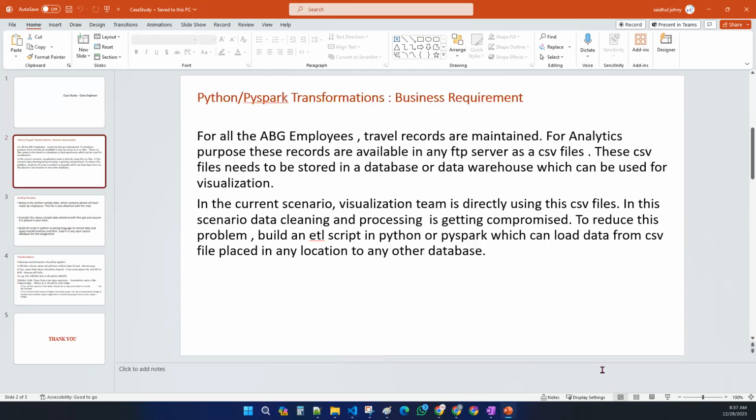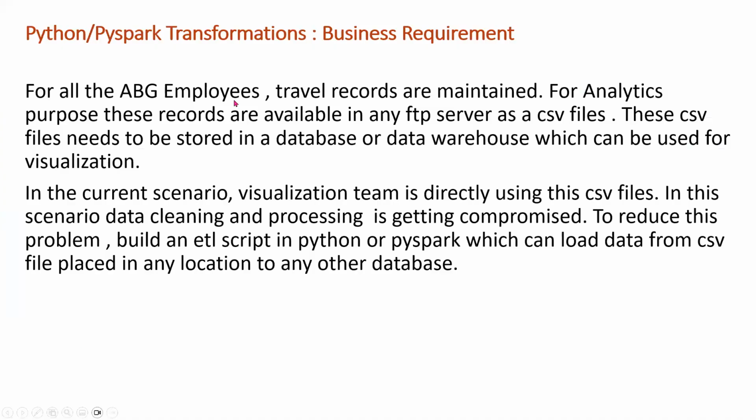So the requirement is that one of the companies wanted to store their travel records in CSV files on some FTP server. These files need to be stored in a database or a data warehouse, which is used for visualization. In the current scenario, the visualization team is directly taking the CSV files, so data cleansing and data processing is getting compromised. To reduce this problem, build an ETL script in Python or PySpark, which can load the data from the CSV files placed in any location to any other database. Okay, so this was one of the requirements.